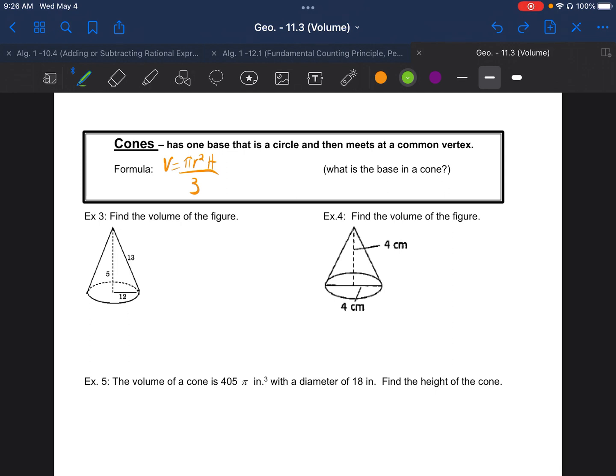So in order to know the volume of this cone in example 3, we need to know the radius. We have the formula first, pi r squared h over 3. And the two things we need to know are the radius and the height. Well, we're given the radius to be 12 from the center to the edge of the circle, and we're given the height to be 5. So now we have enough information to plug this one in and solve from there. So volume is equal to pi times 12 squared times 5 over 3.